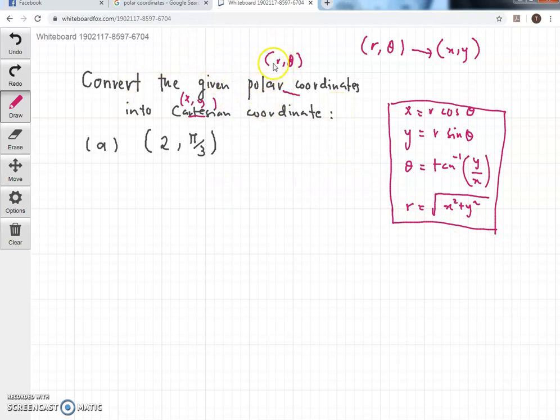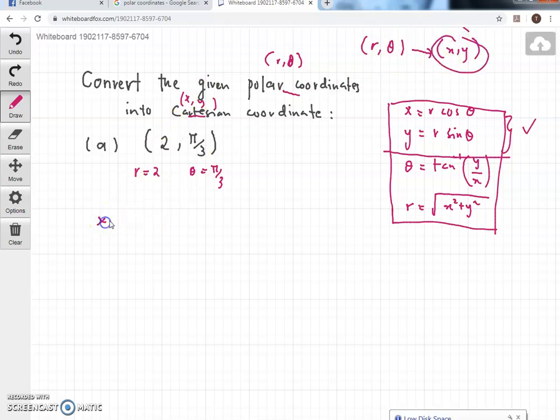So in order for us to convert from polar to Cartesian, basically we are going to use the first two formulas here, which are r cos theta and r sin theta, because we already know the value of r here is equal to 2, and pi over 3 is the value of your theta. So theta now is pi over 3. We want to convert everything in terms of x and y. In order to obtain the value of x, the formula is given by r cos theta.